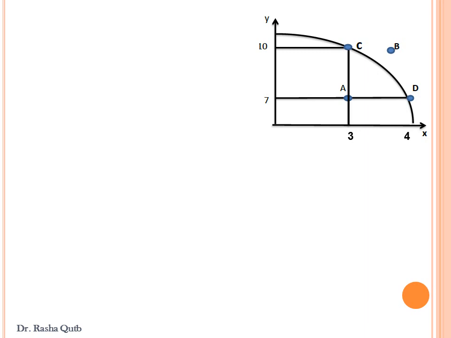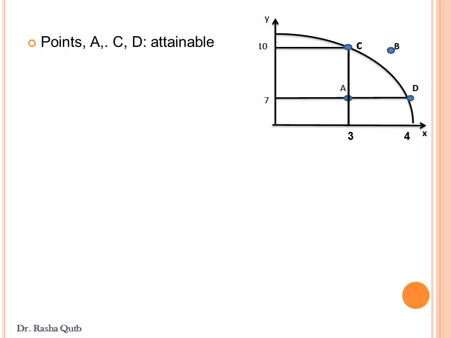Any point along the production possibility curve is both attainable, which can be produced, and efficient, where all resources are fully used or fully employed. Any point located inside or below the production possibility curve, just like point A, is attainable because we can produce this point, but it is not efficient. It is an inefficient point because we have idle resources.